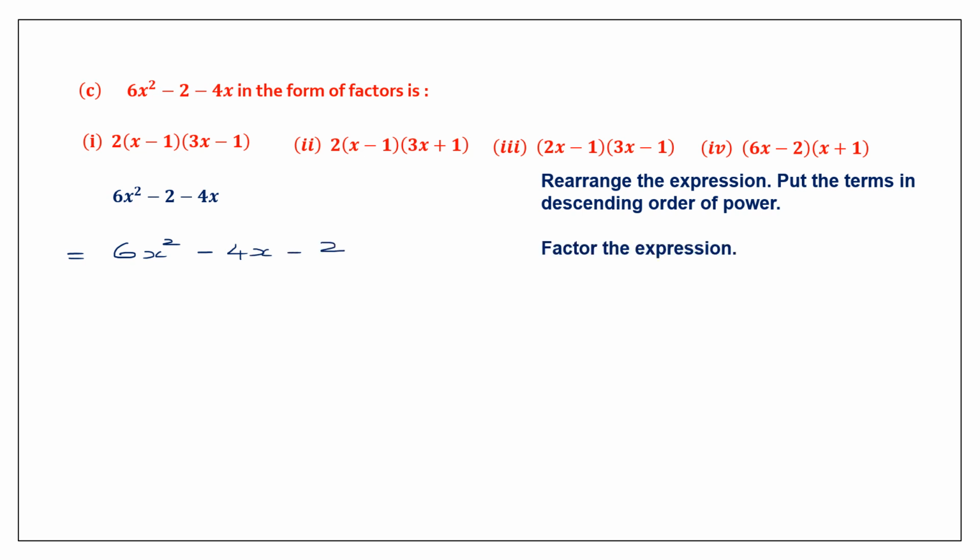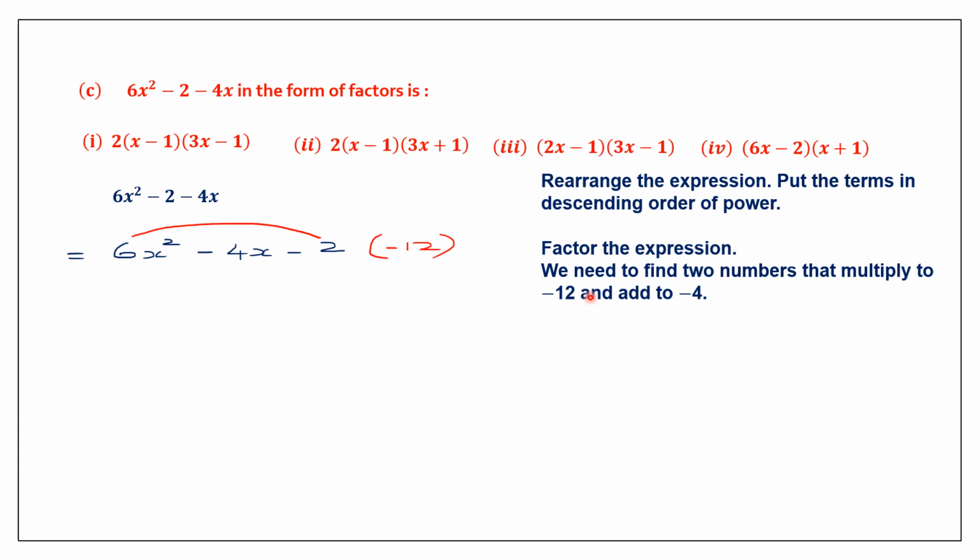Next thing we're going to do is factor this expression. Now to factor this expression, what are we going to do? We're going to multiply 6 into 2. When you multiply 6 into 2, what do you get? You get 12, and 6 into minus 2 is minus 12. So here we have negative 12. Now to factor this expression, we need to get two numbers that will multiply to give us negative 12 and add to give us negative 4.